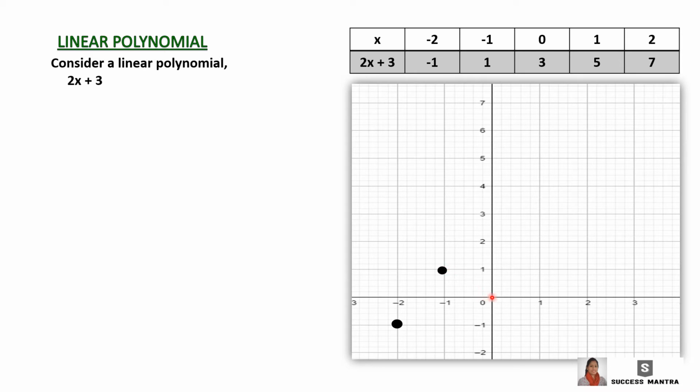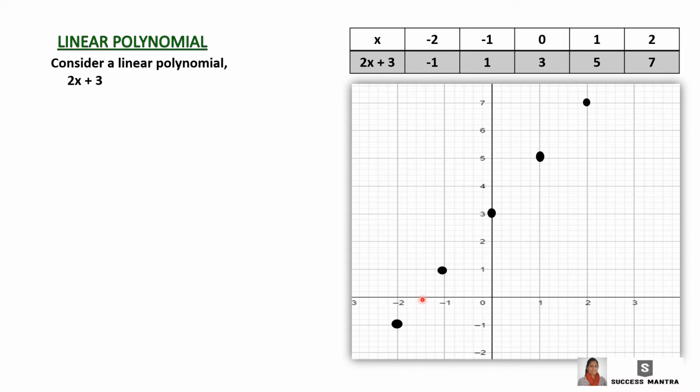Next is 0, 3. So 0 on the x-axis is here and 3 is here. The next point is here. Now the fourth point is 1 and 5. So this is 1 and this is 5. So the point is here. Now the next one is 2 and 7. So we will get the point here. So we mark all the points on the graph paper.